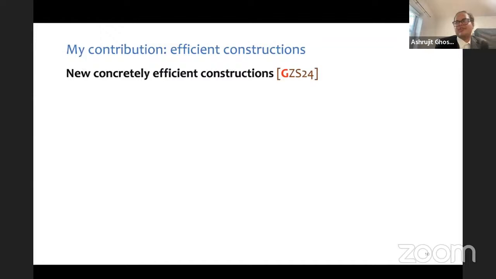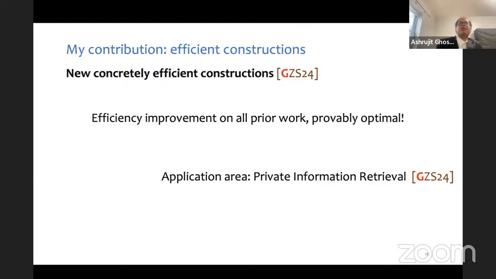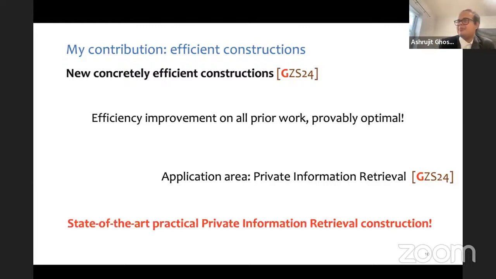I've worked towards resolving this gap by giving new concretely efficient constructions of cryptographic objects that were considered to be only of theoretical interest before. I give constructions that are more efficient than all prior work, and moreover, they are optimal in terms of how efficient we can make a construction, assuming certain constraints. The specific area I've contributed to in this context is private information retrieval, something I'll talk about more later on in this talk. My work gives the current state-of-the-art practical single-server private information retrieval construction.